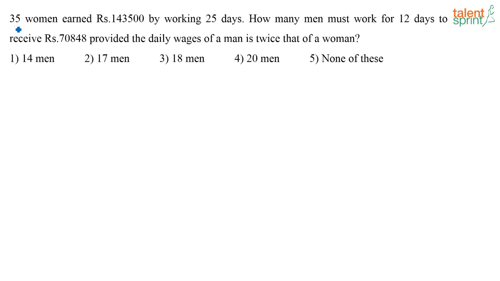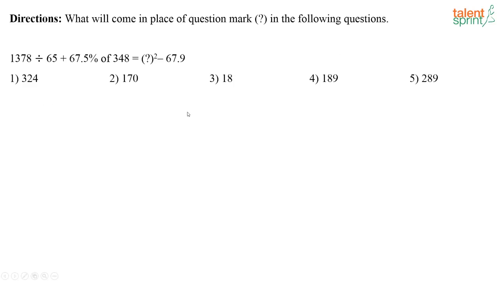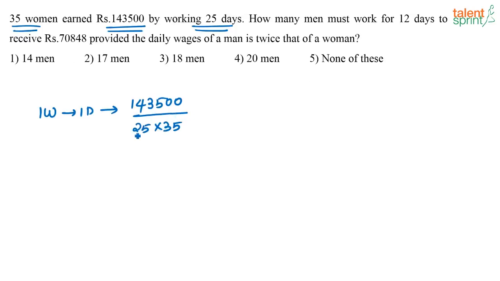See, what is given here: 35 women are earning so much by working for 25 days. So one woman, one day, what will be her wage? It is nothing but 143,500 divided by 25 into 35. This is the earning of one woman in one day. So 4100 divided by 25, which is equal to 164. So the earning of one woman in one day is 164.